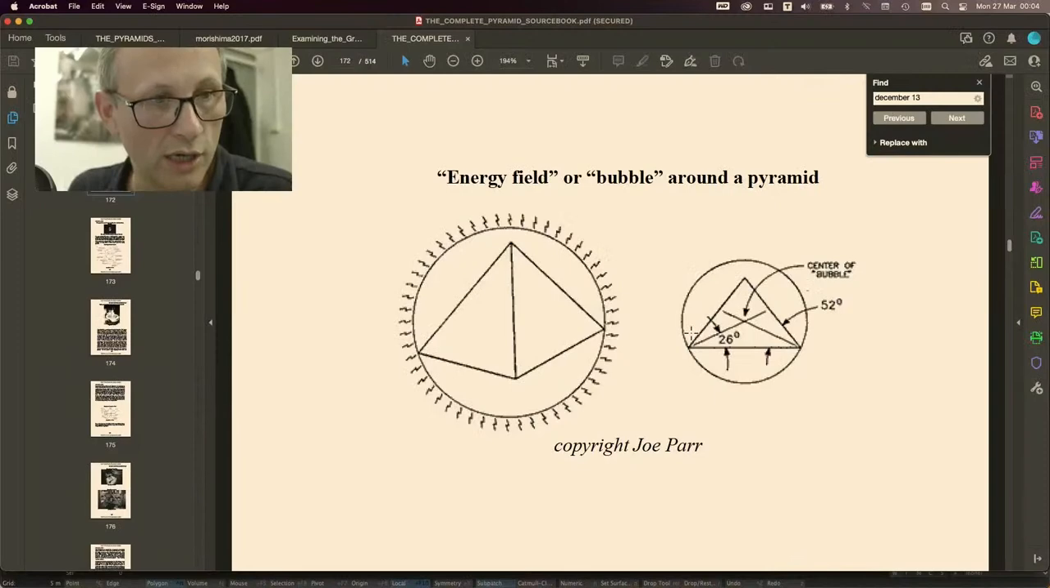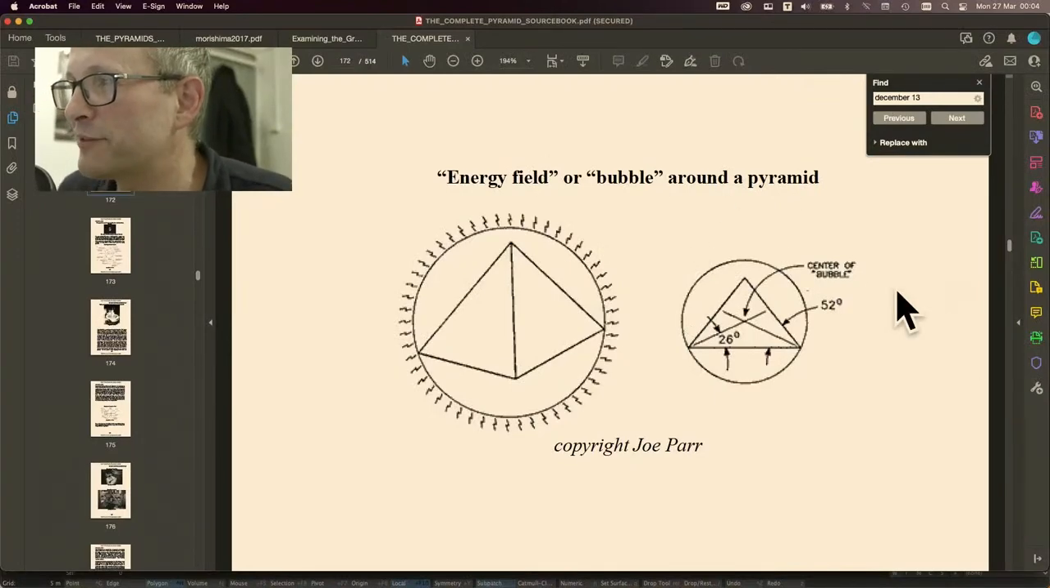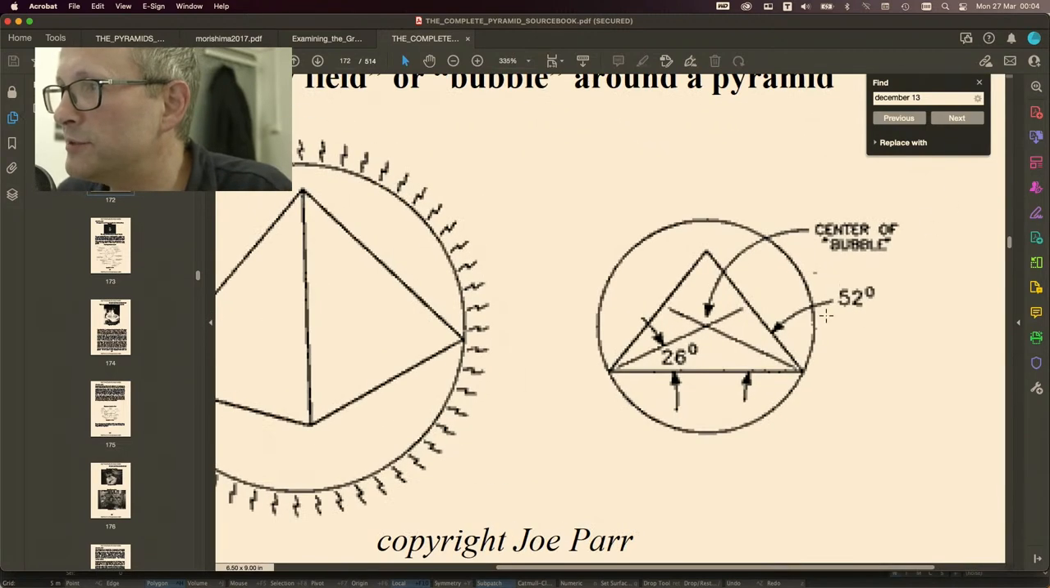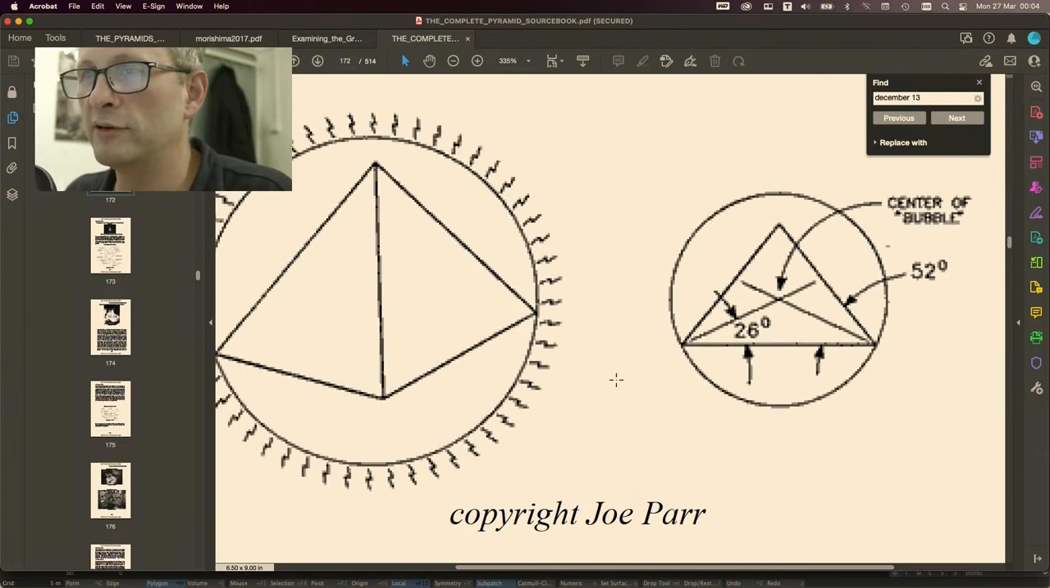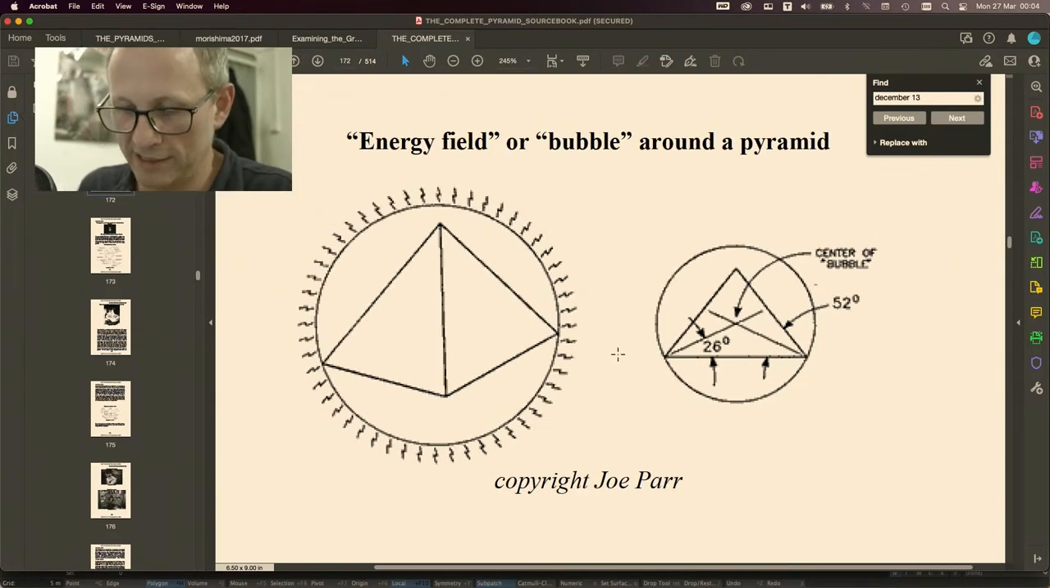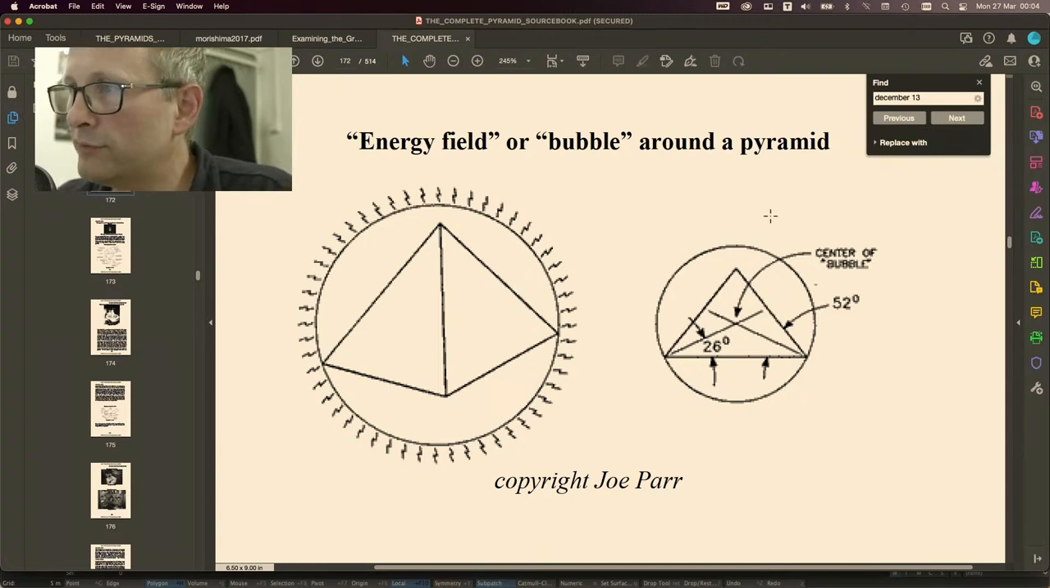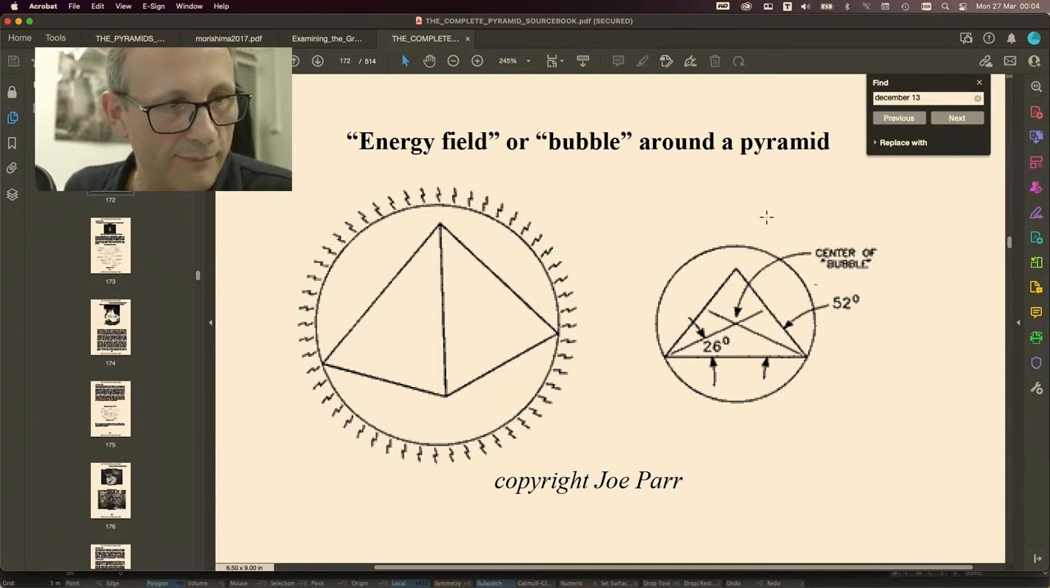So this is the bit that I got interested in because I saw an energy bubble, an energy field bubble around a pyramid. And I saw this structure here with this 52 degrees, which looked familiar roughly, and the 26, which looked familiar roughly. So I thought, let's have a look at what this guy's saying and what he did. And so it took me down a path, and I recreated a much higher fidelity version of his structure, which ended up looking like this.